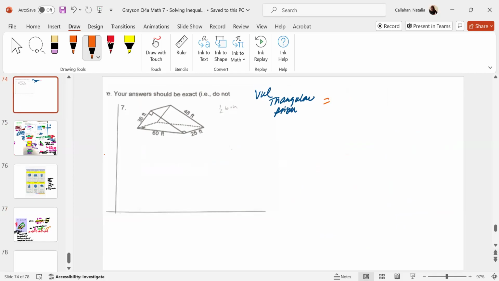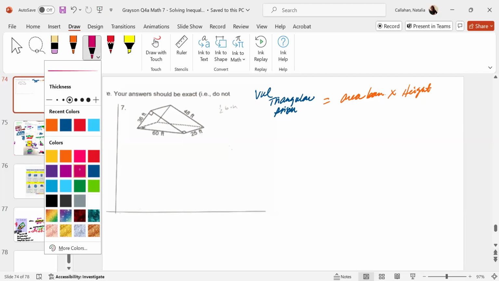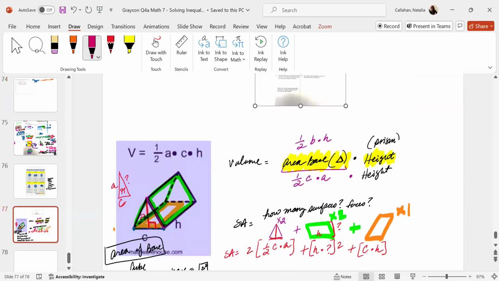What's the volume of a triangular prism? What's the base of this triangular prism? What's the shape? So the area of the base of a triangular prism is a rectangle. You really don't understand, do you? It says area base of, what is this? What is that? What shape is that?